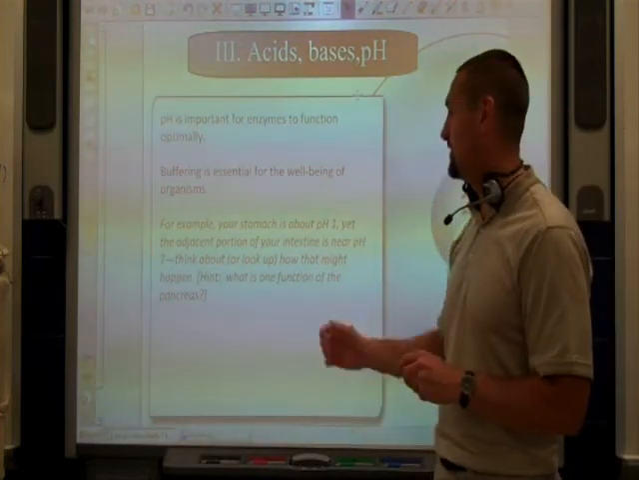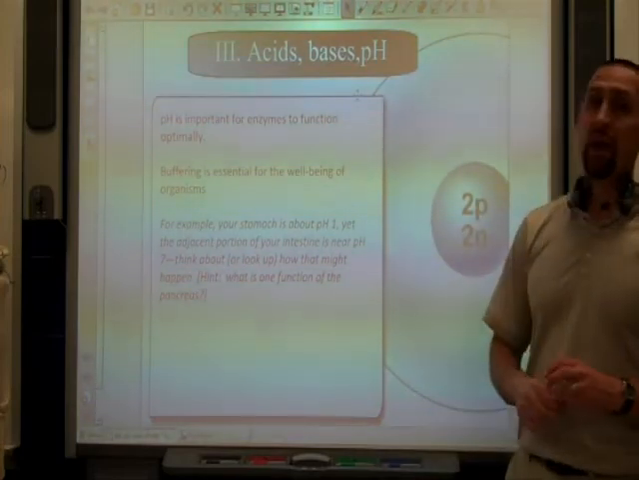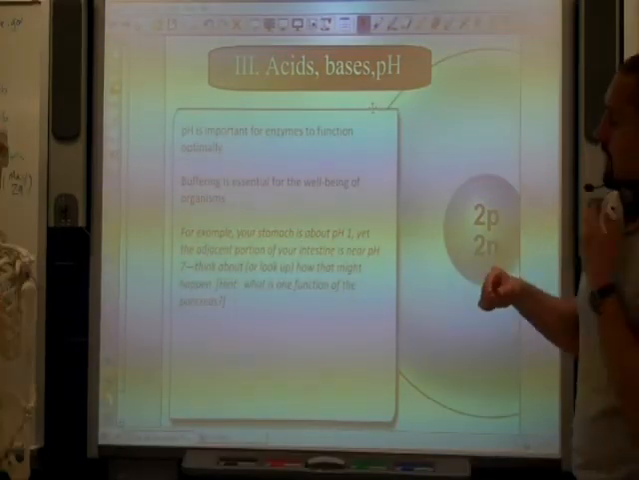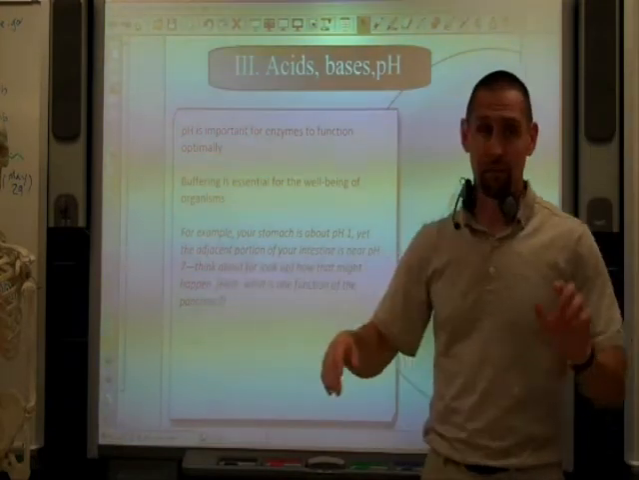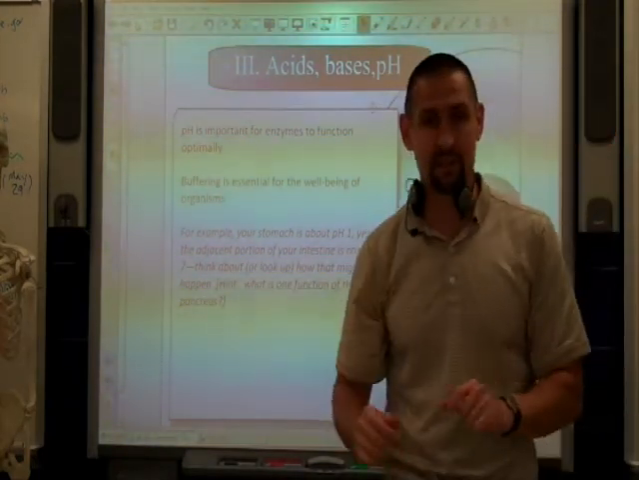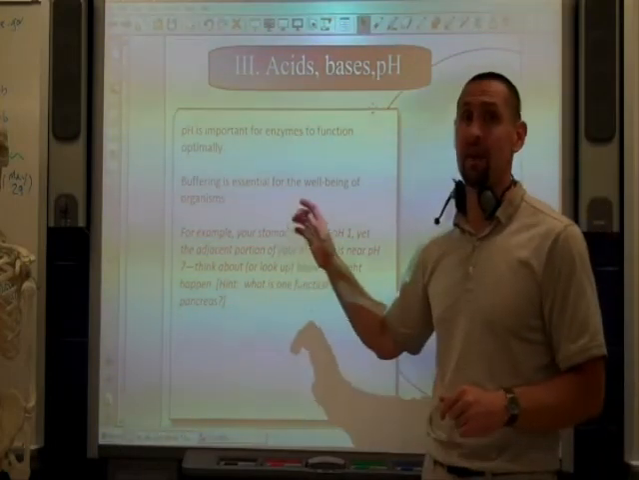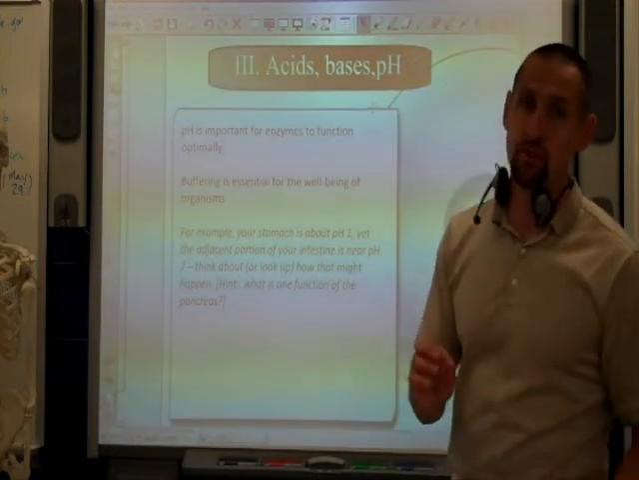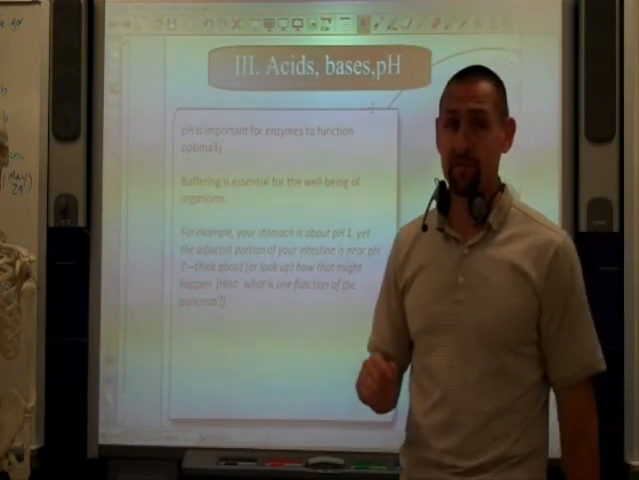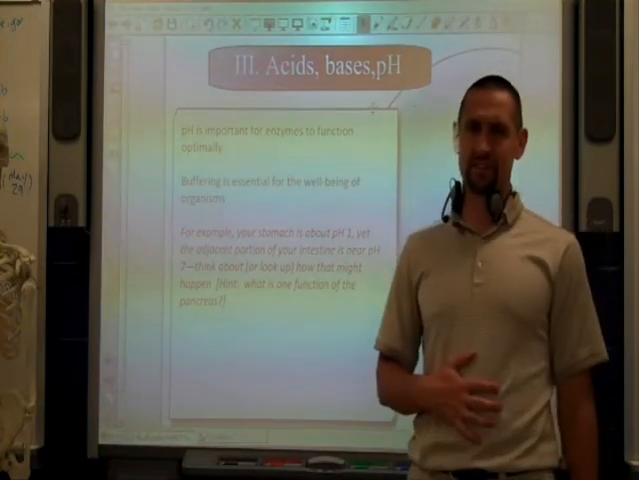So for example, in our stomach, which has a very low pH of 1, we have enzymes. So how do you go from a pH of 1 to 7, from your stomach to your small intestine? One of the functions of the pancreas is to release a bicarbonate buffer that helps to neutralize the pH of the stomach contents and allow that food to travel through the small intestine without giving you intestinal ulcers.